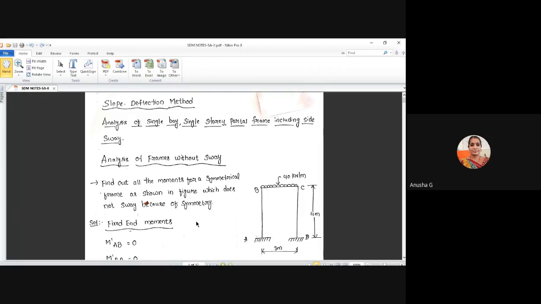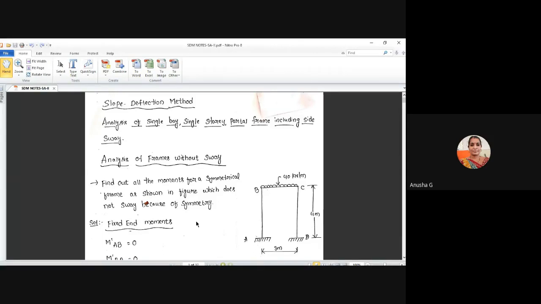Analysis of frames without sway. Find out all the moments for a symmetrical frame as shown in the figure, which does not sway because of symmetry. Okay, draw the figure clearly, all of you. There is a one-story frame, a single-story, single-bay frame, A, B, C, D. AB is a column and CD is a column. BC is a beam. You can observe here clearly.